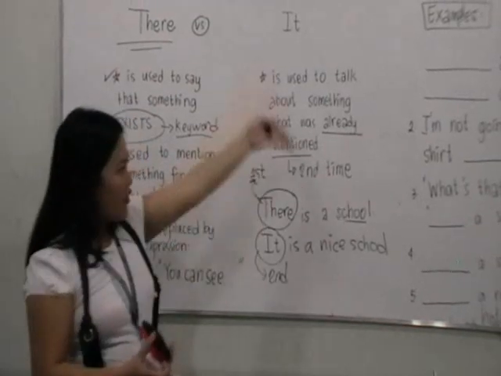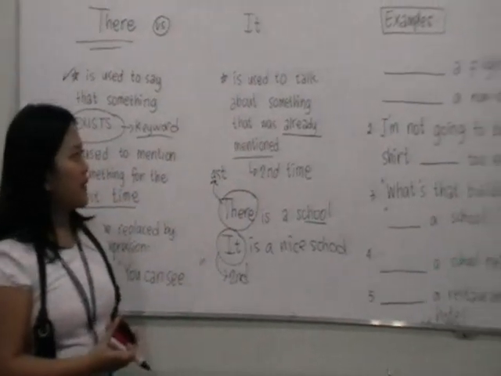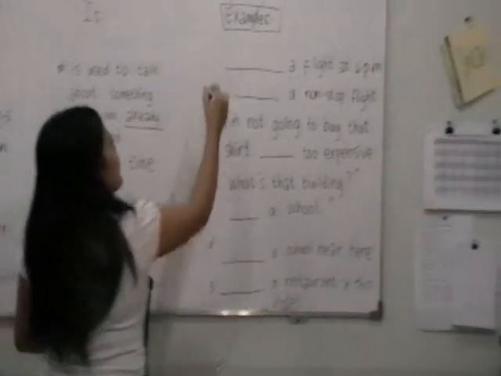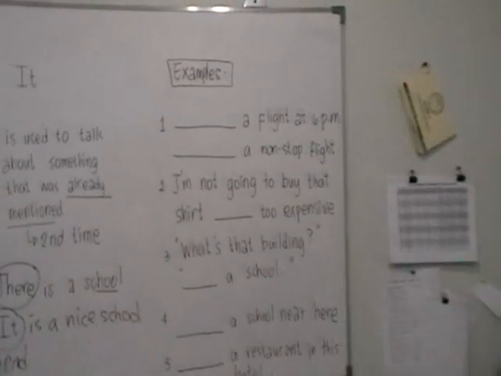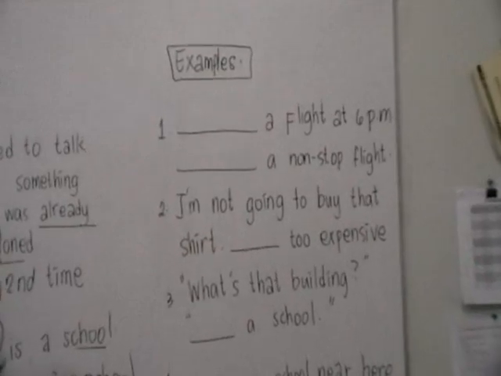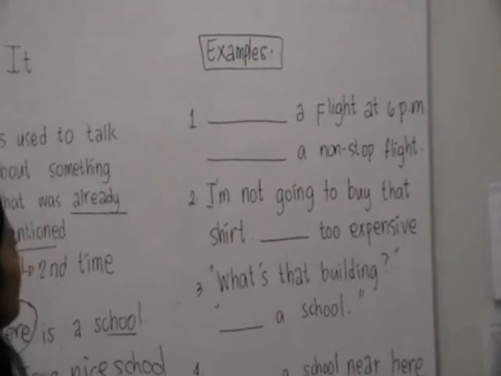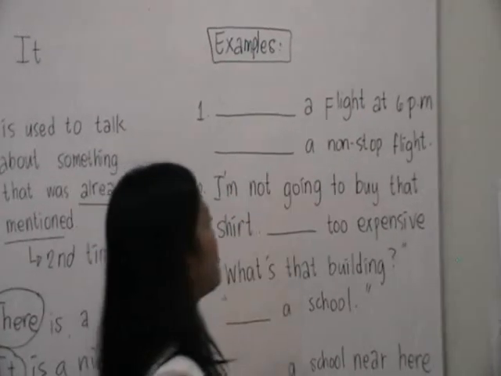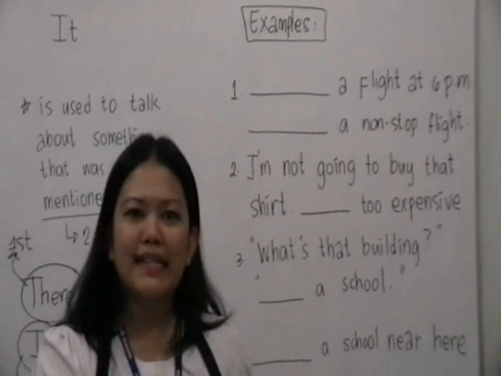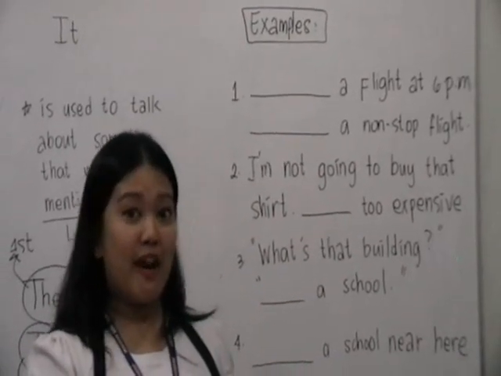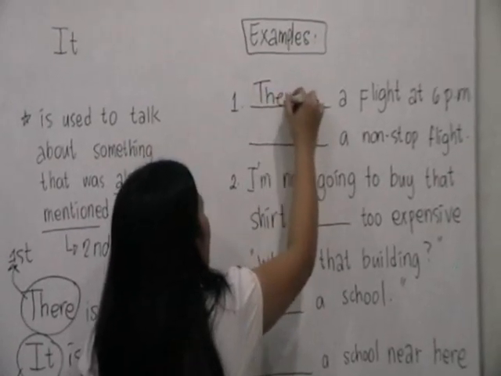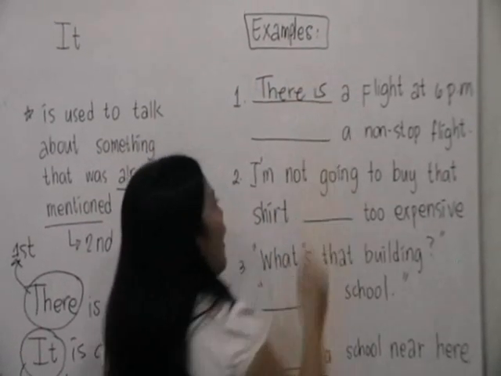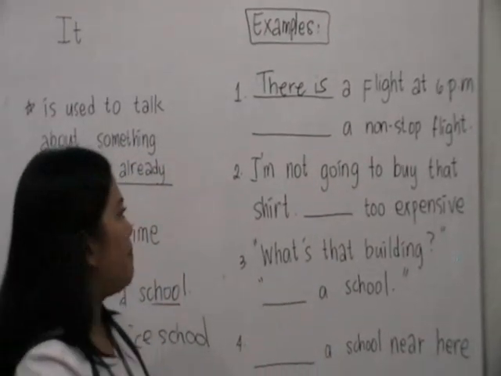Okay, now, on the board I have 5 examples. I want you to see where we can possibly put there or where we can put it. Let's see. Blank a flight at 6 p.m. Is it first time or second time? I think it's the first time, right? So we say there is a flight at 6 p.m.